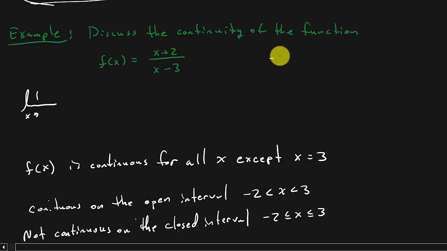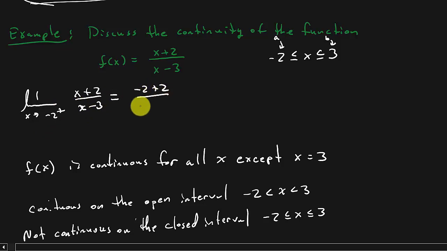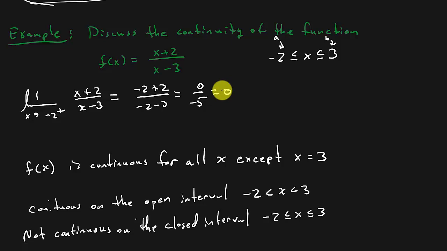The endpoint, let me write it up here, -2 ≤ x ≤ 3. So this is like your A and this is like your B. Okay, and so this limit here, as we approach -2 from the right, what is that going to equal? Well, we can just plug the -2 in. So that's (-2 + 2)/(-2 - 3), which is 0 over -5, which equals 0. That's the limit as x approaches -2 from the right.